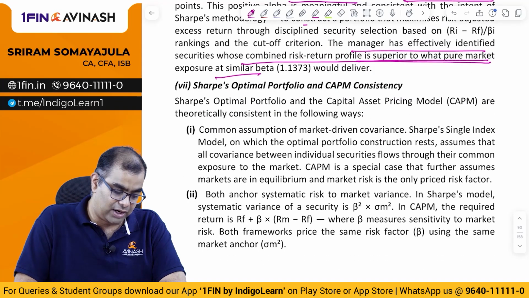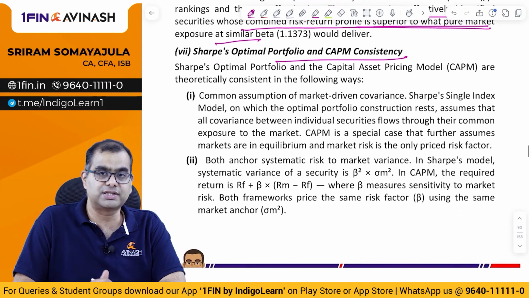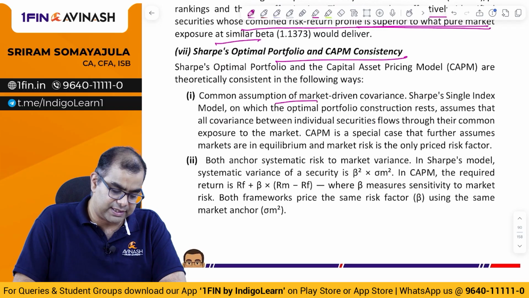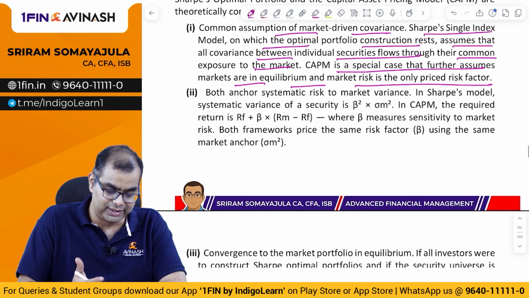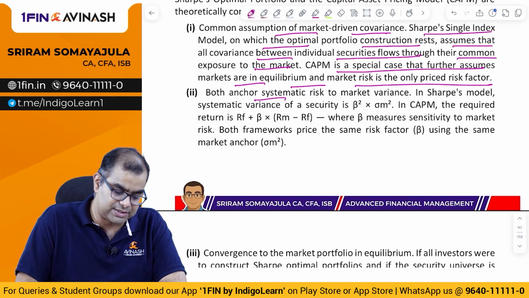Okay, then how are they both consistent? Common assumption of market-driven covariance. The Sharpe single index model, on which optimal portfolio construction rests, assumes that all covariance between individual securities flows through their common exposure to the market. CAPM is a special case that further assumes markets are in equilibrium and market risk is the only priced risk factor. Okay, this is a very lengthy explanation. Both anchor systematic risk to market variance. In Sharpe's model, systematic variance of a security is beta square into market variance, and CAPM required return is RF plus beta into RM minus RF, where beta measures sensitivity.